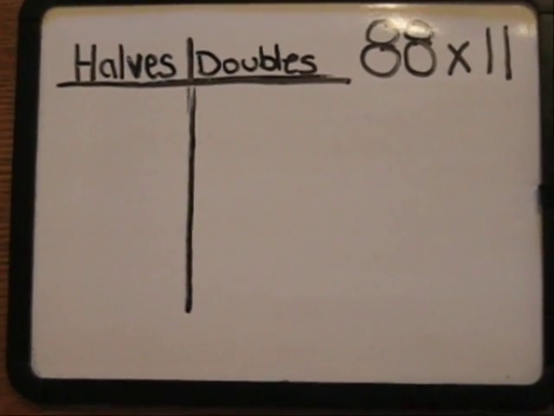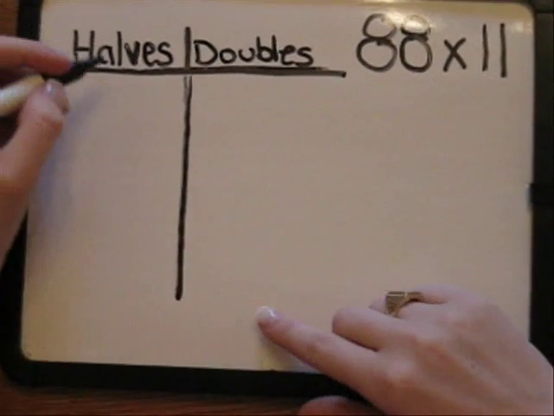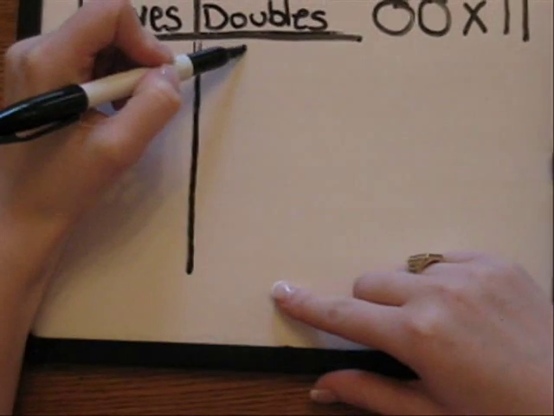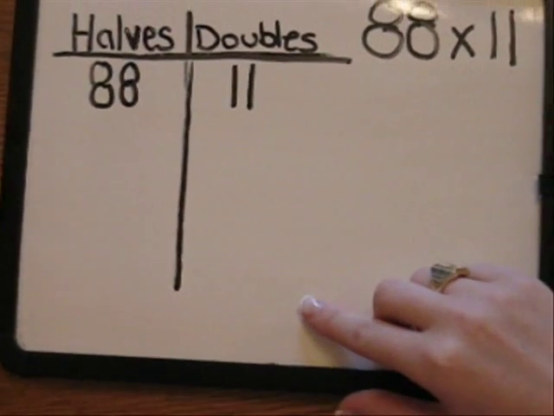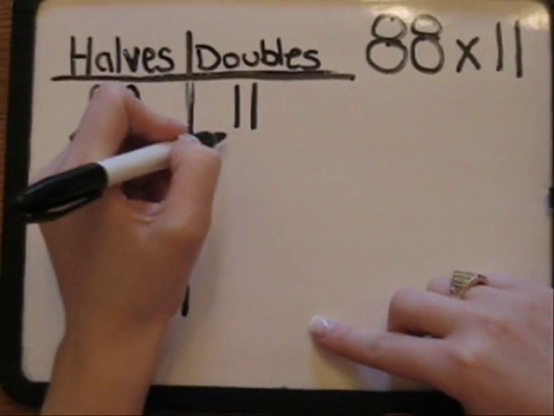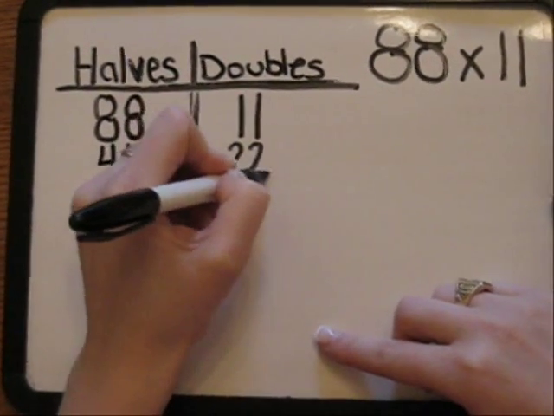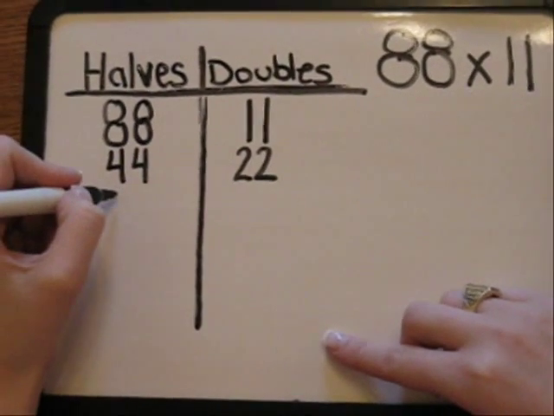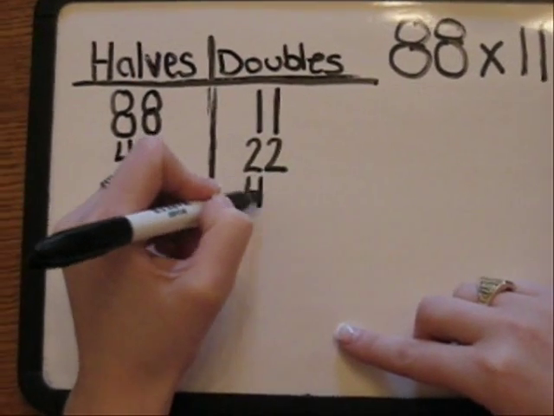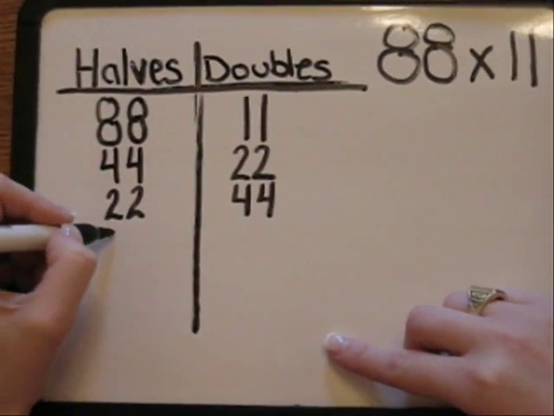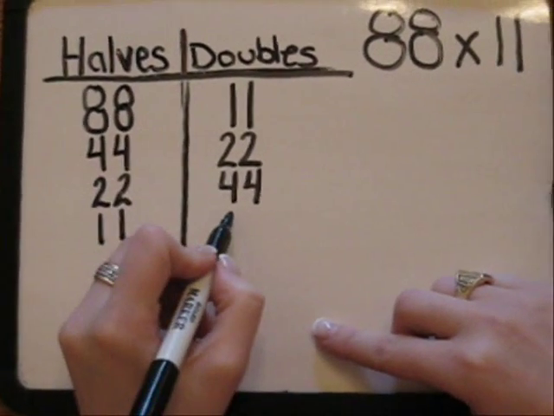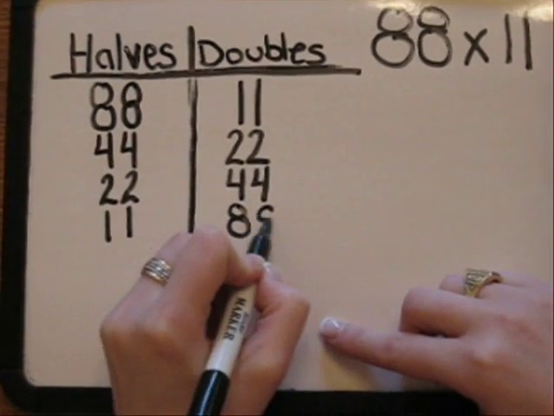Okay, so for the third and final example, we have decided to use double-digit numbers in both cases. So I'm going to start with 88 in the halves and 11 in the doubles. So I know that half of 88 is 44. Double 11 is 22. Half of 44 is 22. And double of 22 is 44. And then I know half of 22 is 11. And then this is 88.